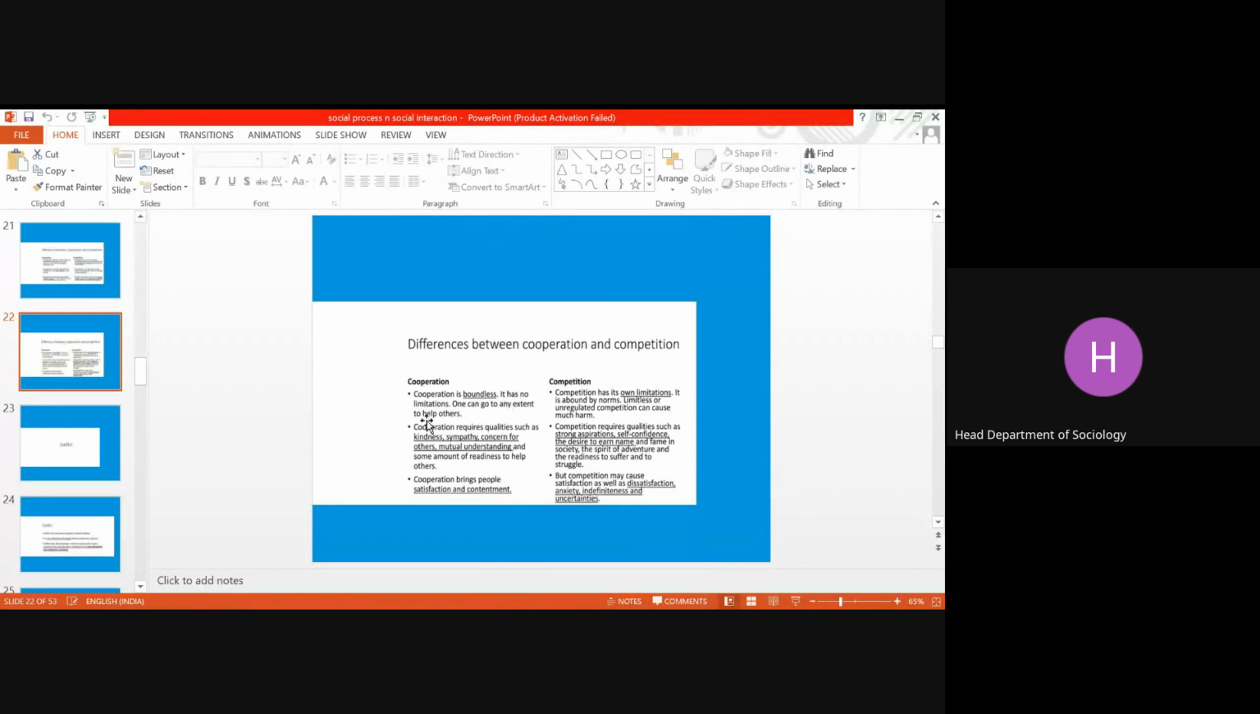If we want to help anyone with the cooperation of other people, we can definitely help the other persons in this society. Competition has its own limitations. It is bound by norms. Limitless and unregulated competition can cause much harm. Right? See, when someone is writing, when an exam is going on, generally we see these jokes in movies.